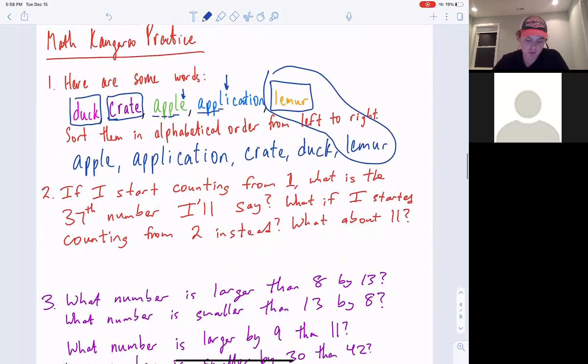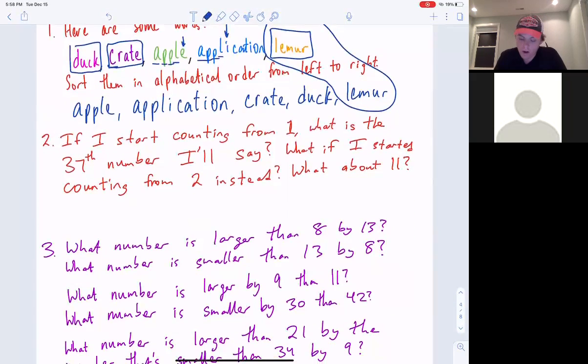Okay, on to question 2. If I start counting from 1, what is the 37th number that I'll say? What if I started counting from 2 instead? What about 11? So again, pause the video, try to figure out the question on your own. And once you've done that, you can hear what I have to say about it. So I'll give you a couple of seconds to pause.